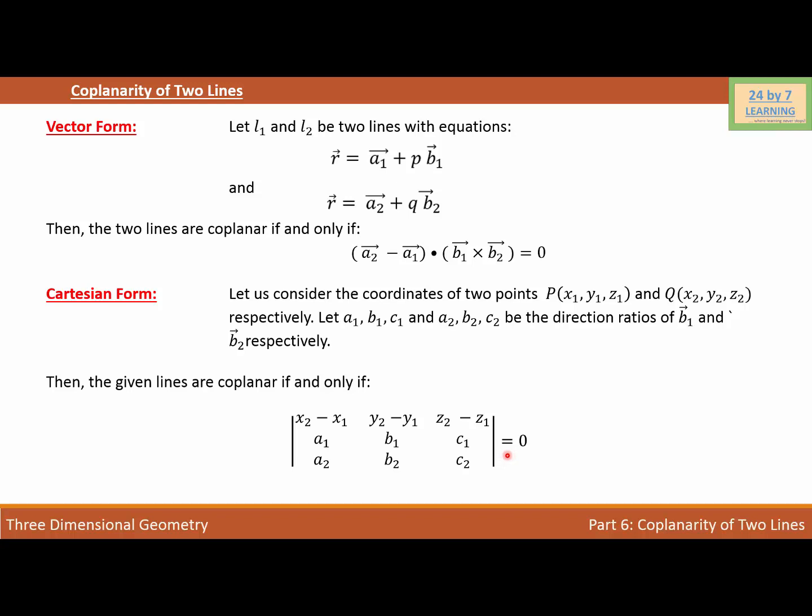In other words, the two lines are coplanar if you create the determinant using Q and P and these direction ratios, and the value of that determinant is 0, then the two lines are coplanar.